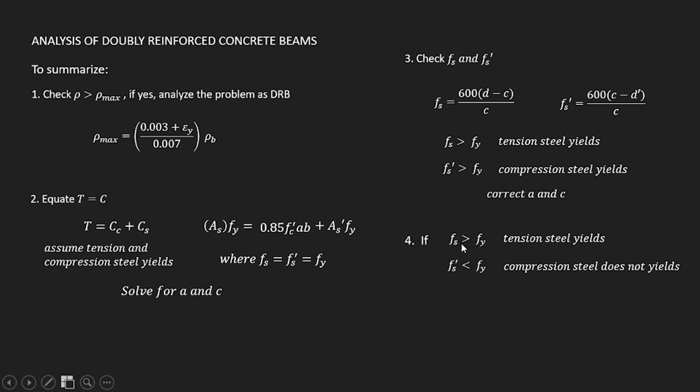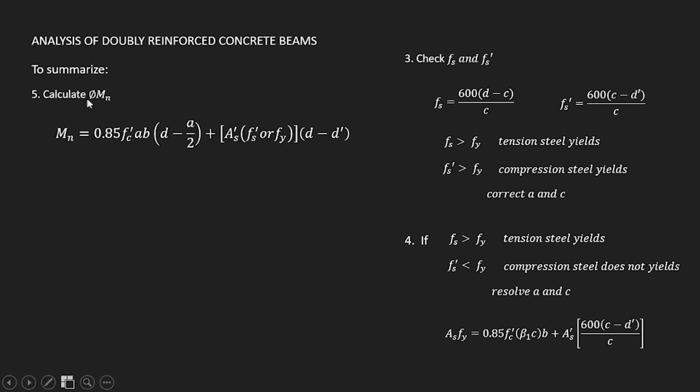Pero guys, if Fs is greater than Fy, the tension still yields. But yung Fs prime natin is less than Fy, that is compression still does not yield. So, pag nangyari yan, we will resolve the value for A and C. Using this equation na As Fy is equal to 0.85 Fc prime beta 1 C times b plus As prime times yung value natin for Fs prime, 600 times C minus D prime all over C, closing parentheses. So, yung gagamitin natin na equation to solve the value for new A and new value for C.